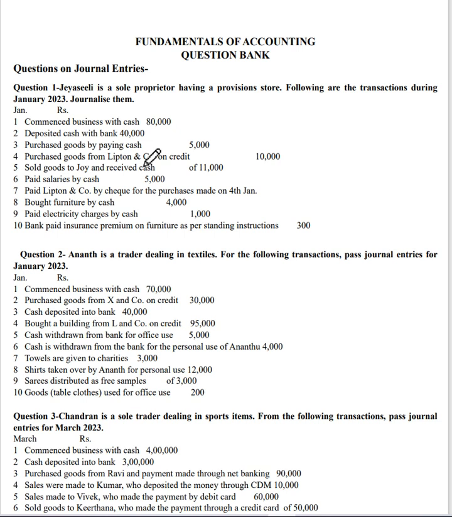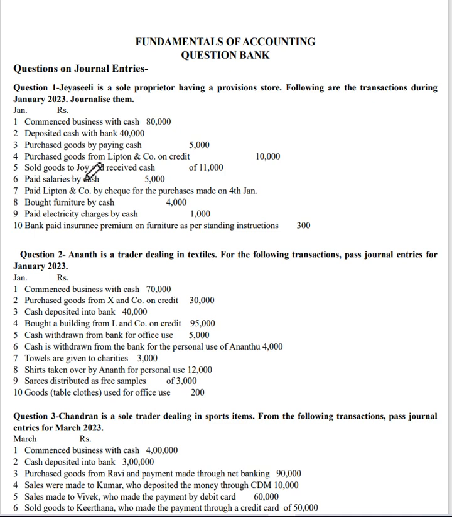When you are purchasing, purchases are increasing, that means your expenses are increasing. Along with that, Lipton and Company is your creditor. Creditor means it's a liability, so your liability is also increasing. Liability means you have to pay this company the amount of 10,000 in future. That is a short term liability, actually a current liability we say. So the creditor is increasing, which means your liability is increasing.